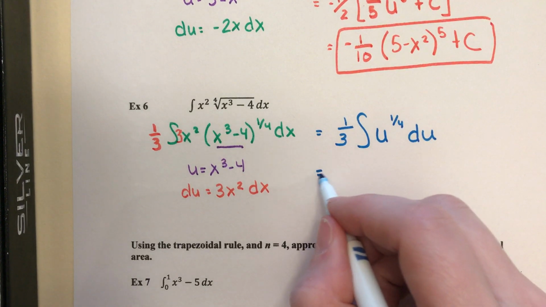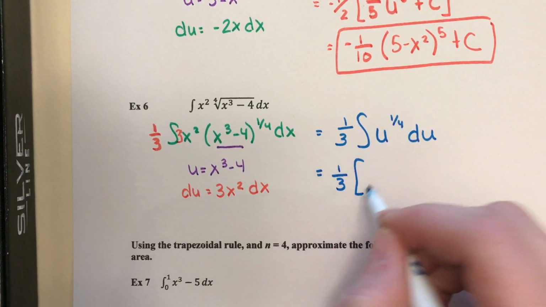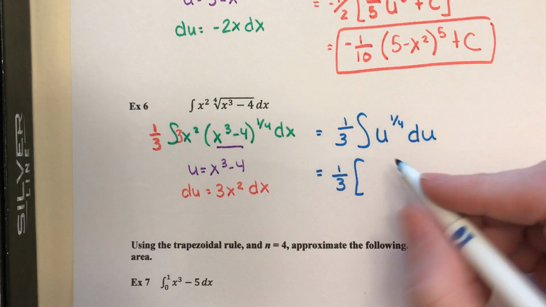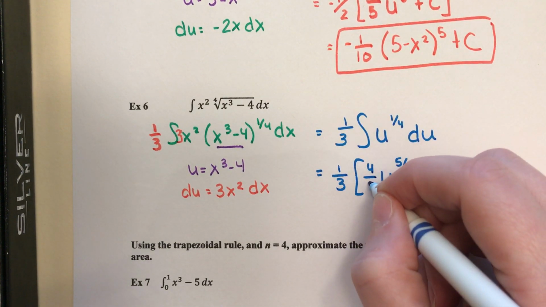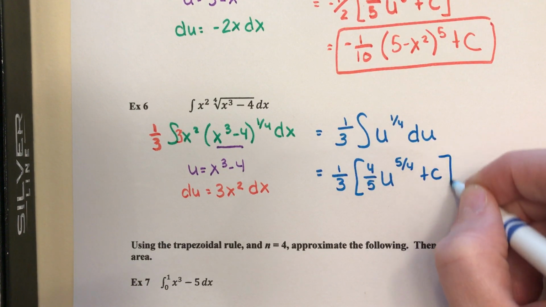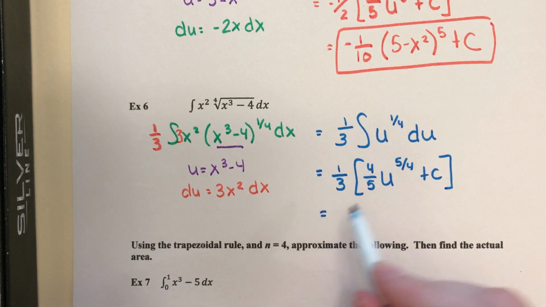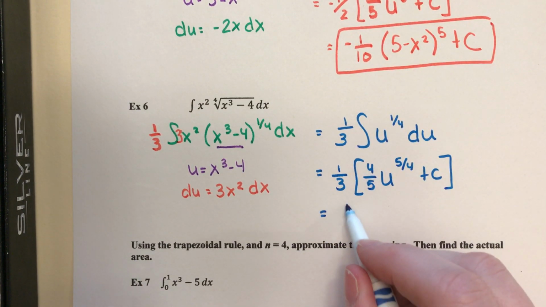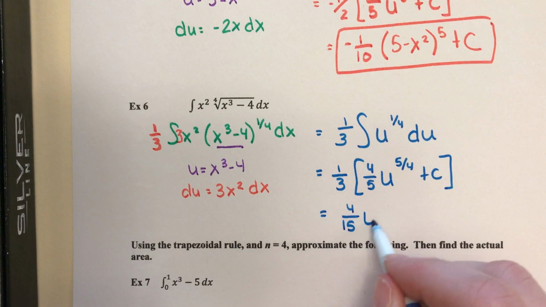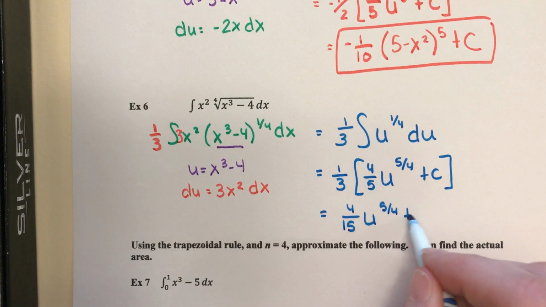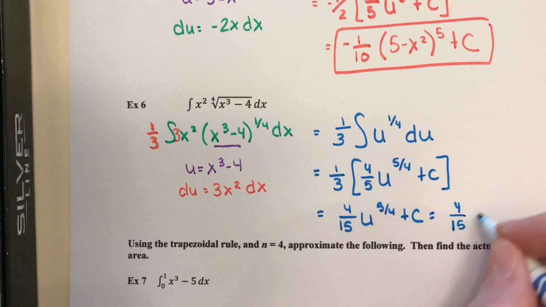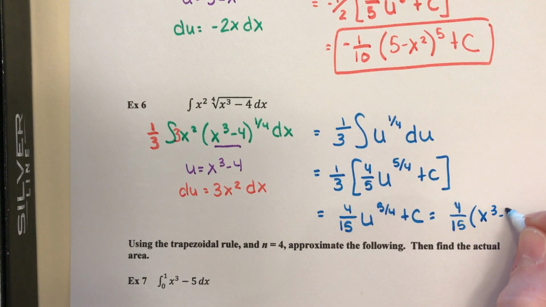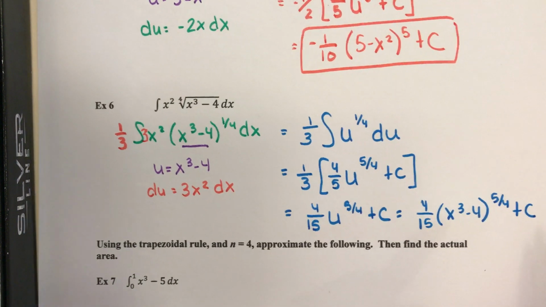Okay, so now I'm finally ready to take my integral. I'm going to add and divide. So if I add 1 to 1/4, that gives me 5/4 and puts a 4/5 on the outside. I'm going to multiply these together, so that's 4/15 u to the 5/4 plus c. And the very last step, we're going to plug back in for u, which is x to the 3rd minus 4 to the 5/4 plus c.